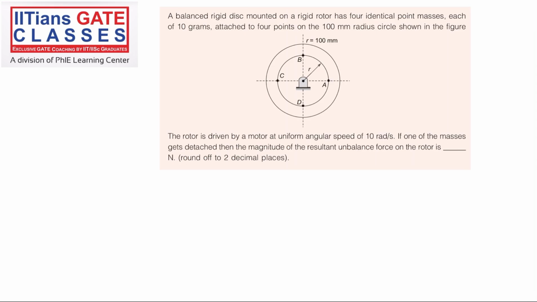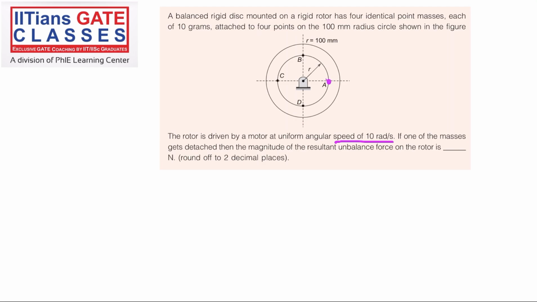And this is a question from balancing. Again, the question from balancing is also a very simple question. So you see here, there is the disk. It has 4 identical point masses, each of 10 grams, and it is rotating at a uniform angular speed of 10 radian per second. So what exactly is happening?